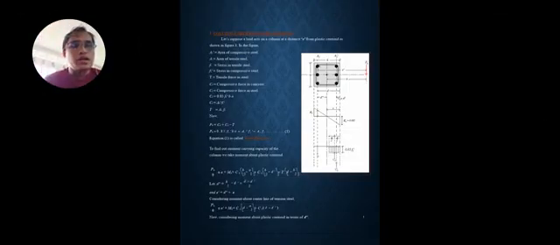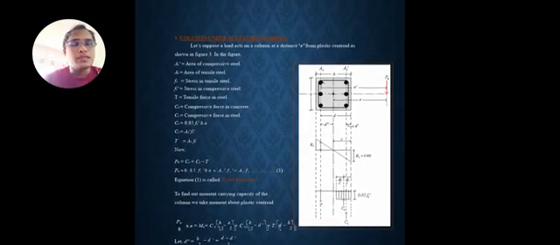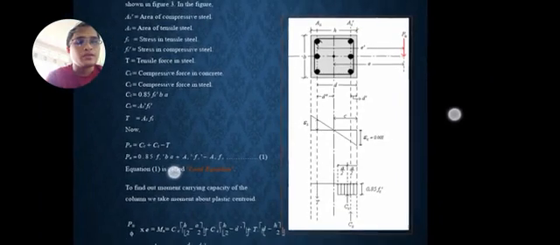Our last topic is column under eccentric load. So, let's suppose a load acts on a column at a distance e from the plastic centroid, as shown in the figure.